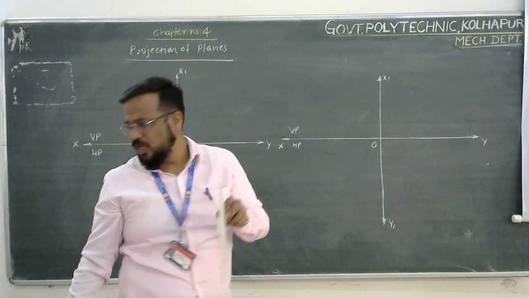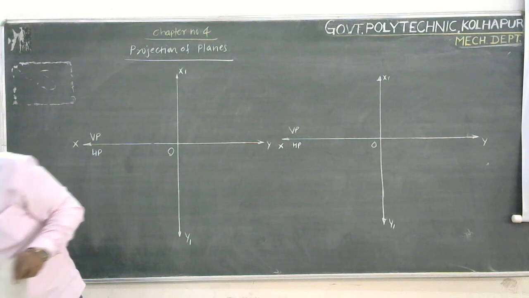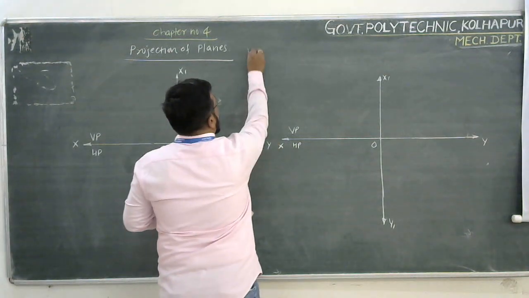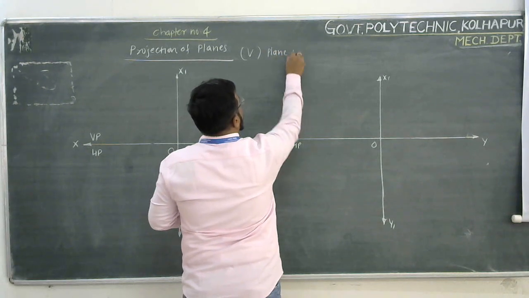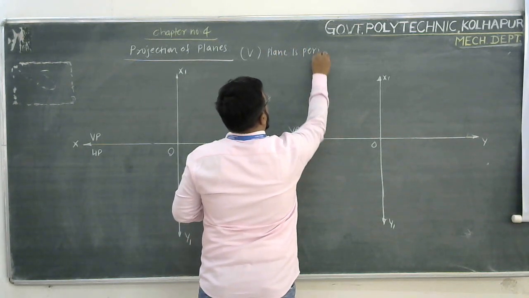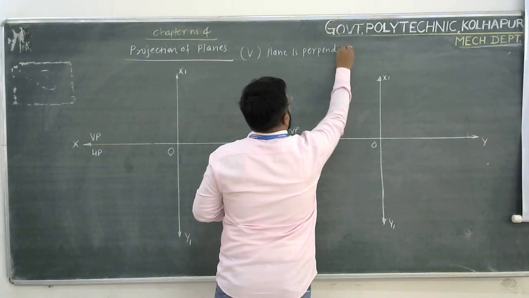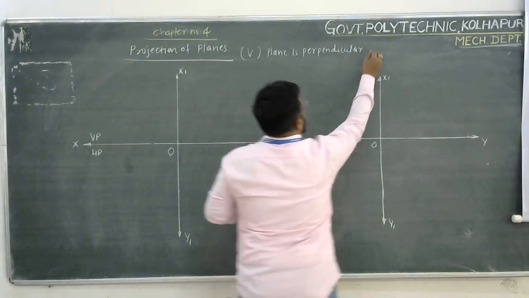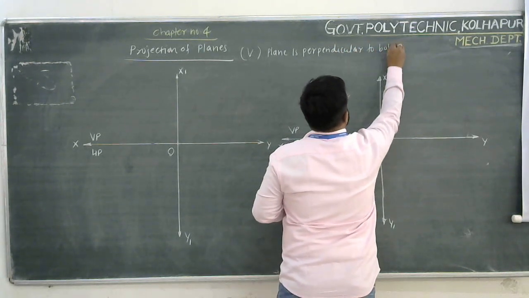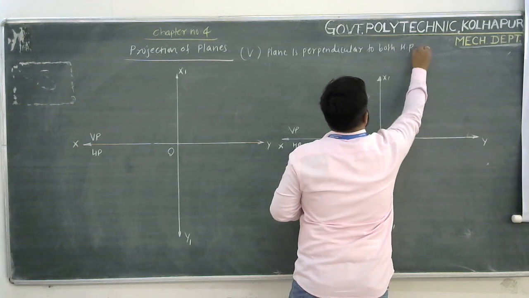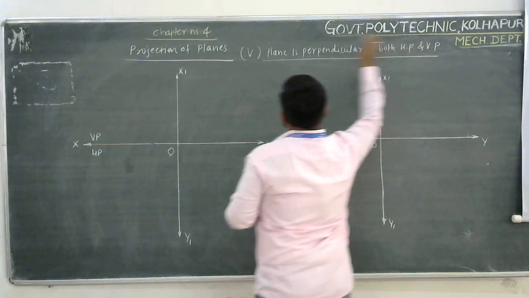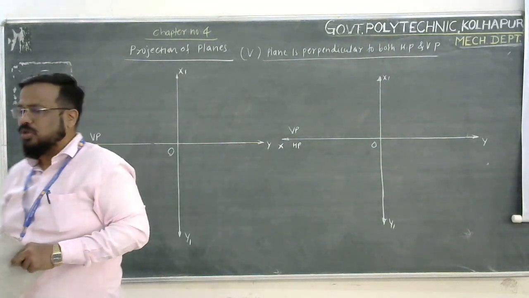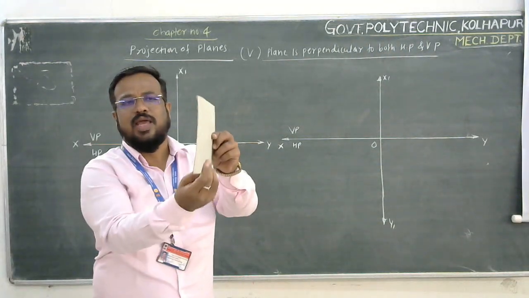So this condition is our condition number 5, in which the plane is perpendicular to both HP and VP. So this is my condition. The plane is perpendicular to both HP and VP. So like this the plane is.